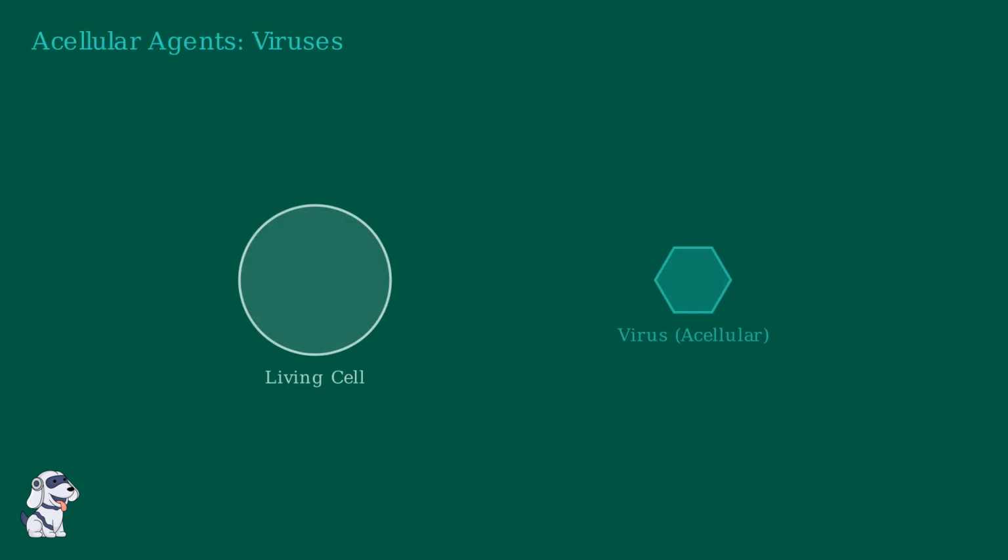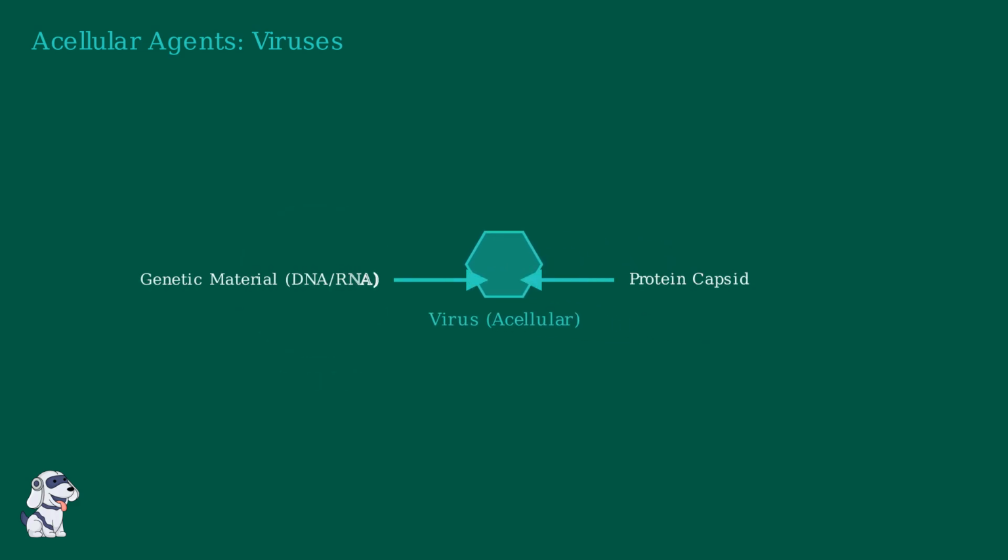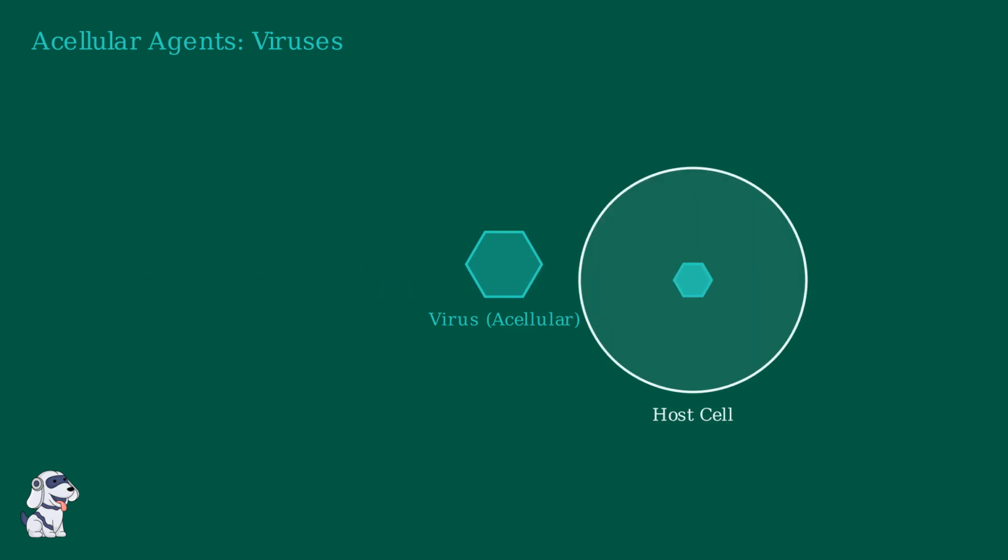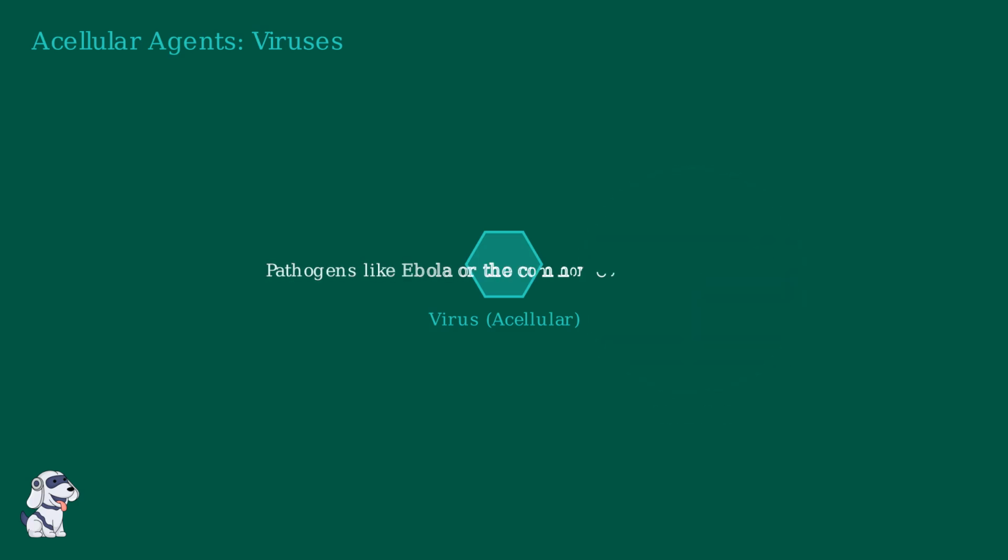Unlike bacteria or eukaryotes, viruses are acellular. They lack the organelles and metabolic machinery required for life independent of a host. Their structure is remarkably simple, a protective protein capsid surrounding a core of genetic material, either DNA or RNA. Viruses are obligate parasites. They remain inert until they encounter a host, hijacking its cellular machinery to replicate and propagate. By overriding the host's normal functions, viruses can cause diverse diseases, ranging from the common cold to severe viral infections like Ebola.